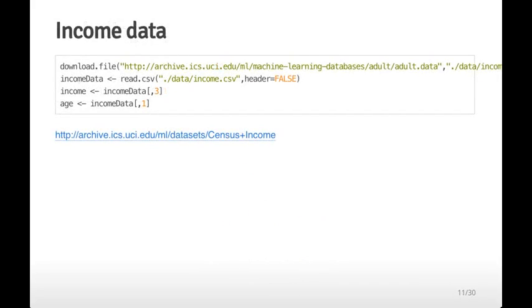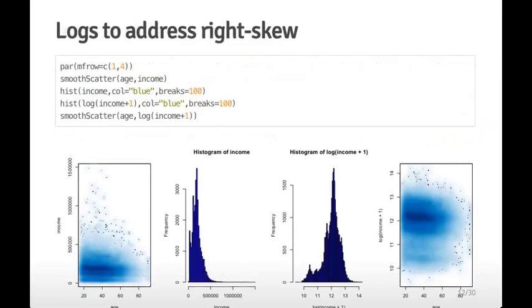So now I'm going to talk about a second example. Here I've got some income data. This is income data that's available from the UCI database. It's actually census data where we have the age of a bunch of individuals as well as their income in a particular year. If we make a plot, we can see income on the y-axis and age on the x-axis.